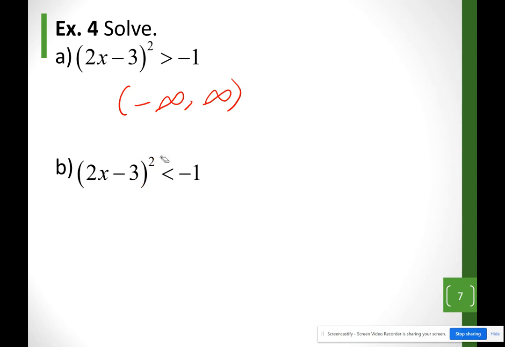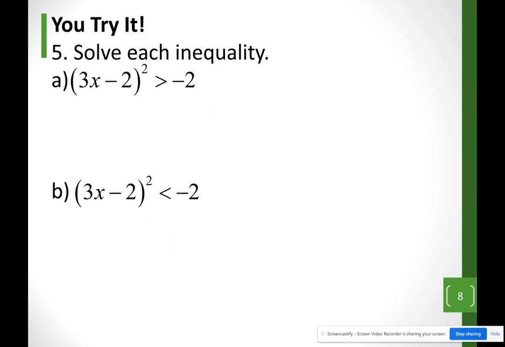When is this less than negative 1? When is a positive number less than negative 1? Never. So I cannot think of a number, because never. I'm just going to say my solution set in this case is empty. Never. It never works. Now this is for you guys to try at home.